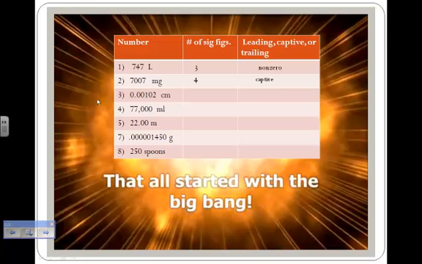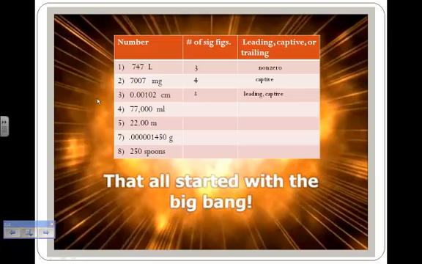Number 3, 0.00102 centimeters. That has 3 significant figures. It has leading zeros and captive zeros. Leading zeros are never significant, captive are always significant.